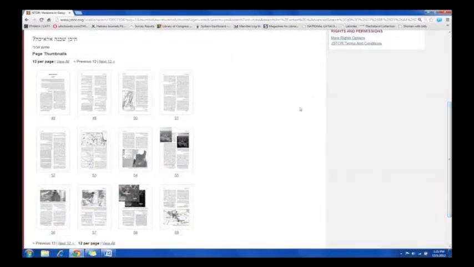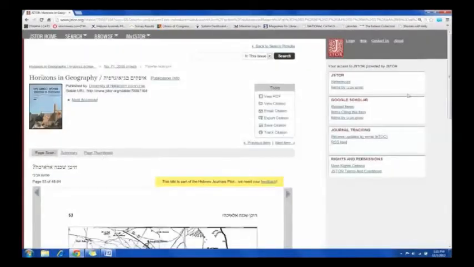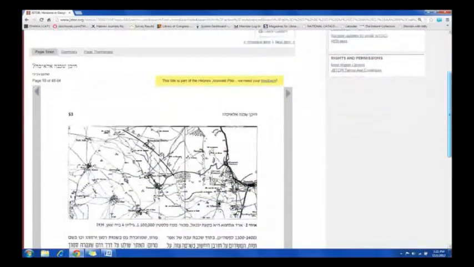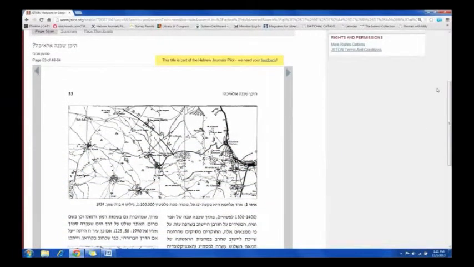So just to show you a little bit about the image quality in JSTOR, this is a map. And just like any of the content on JSTOR, everything is searchable, so we're collecting metadata on the captions, on the titles, on the author names, on the footnotes, on everything.